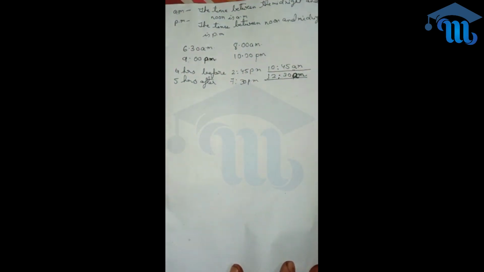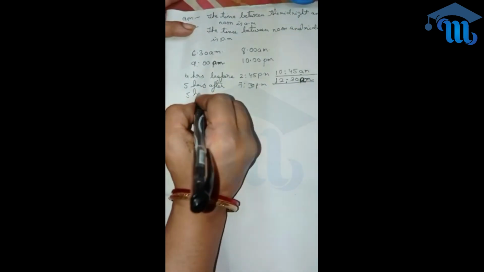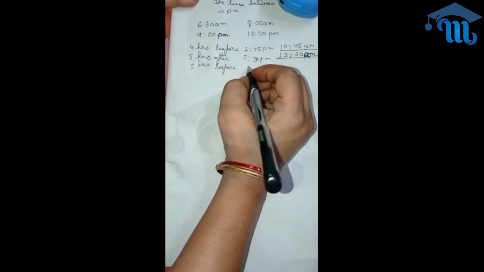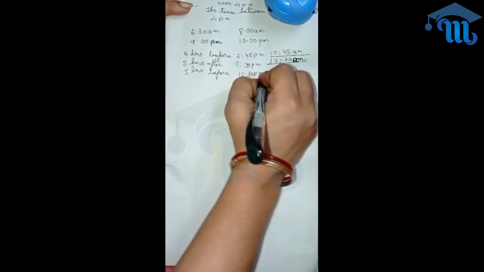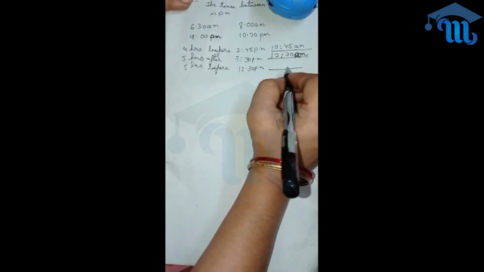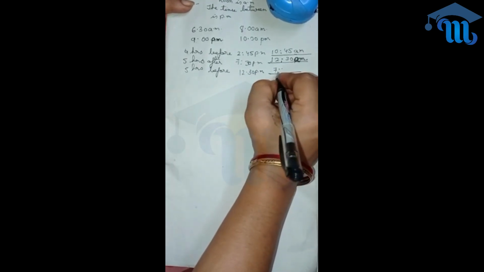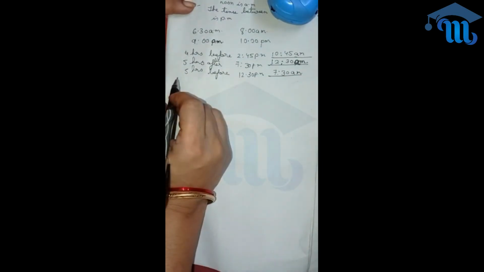Okay. Now let's take another example. 5 hours before 12:30 PM. So what will be the time? It will be 7:30 AM. It's before noon, so it will be 7:30 AM.